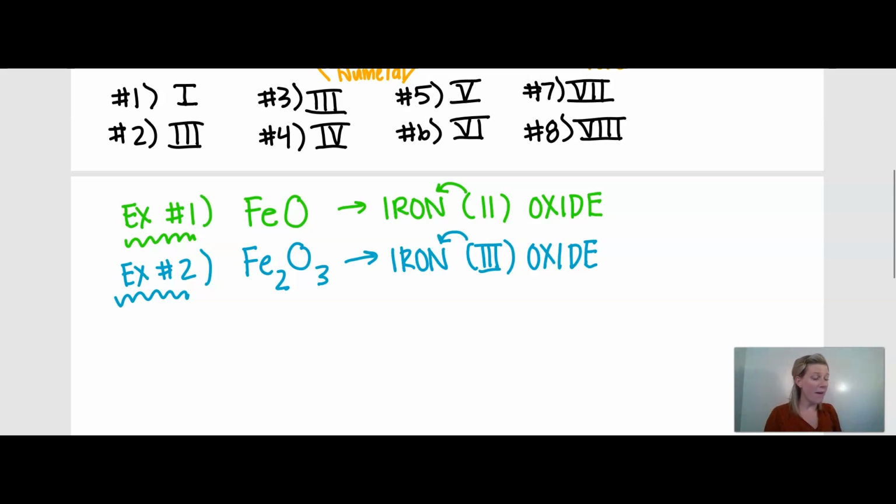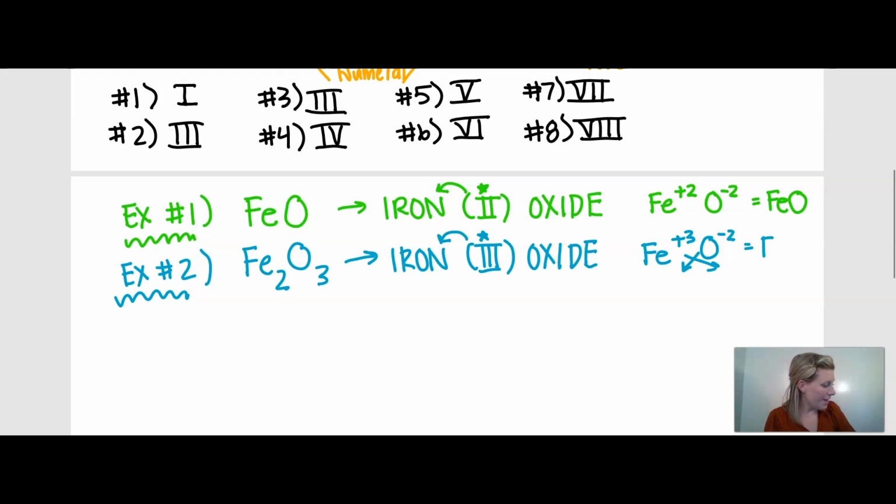So if I wanted to go backwards from this and go back to formula, we could again use the crisscross rule to do that. Fe, I know from my name that my charge is a +2, O is a -2. We crisscross, we get Fe2O2, which again reduces to FeO, okay? And again, just showing the example with the iron 3. Again, that Fe, the charge is that 3, so plus 3, O minus 2, crisscross, and we get Fe2O3, okay?